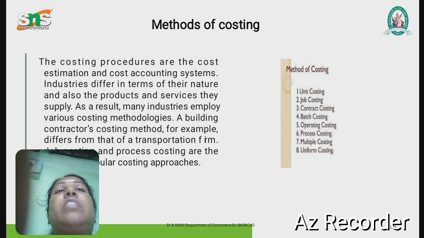Activity based costing. ABC is a costing method that identifies the cost drivers of various activities within an organization and allocates indirect cost based on their consumption.